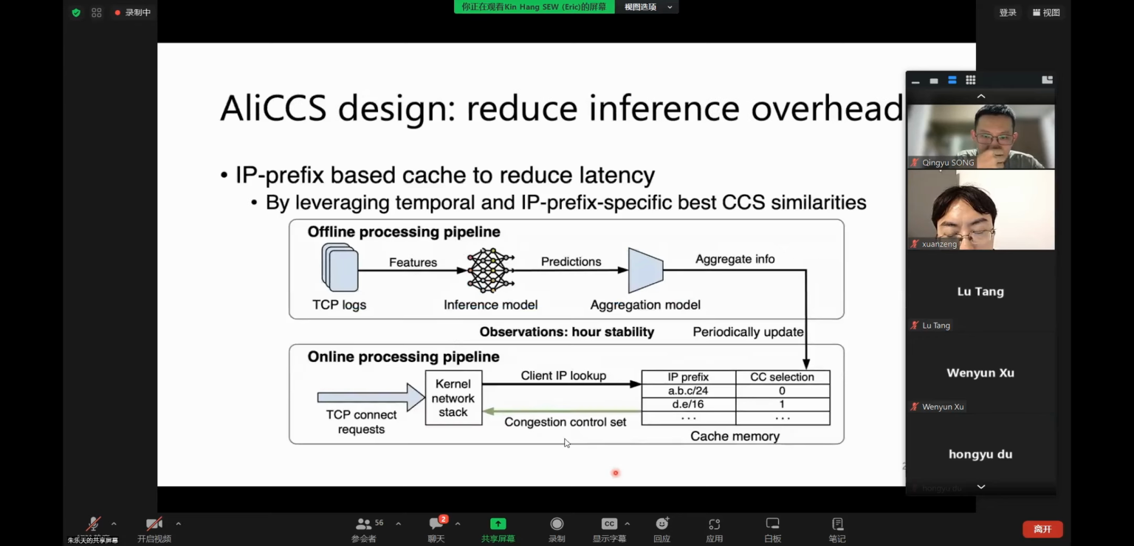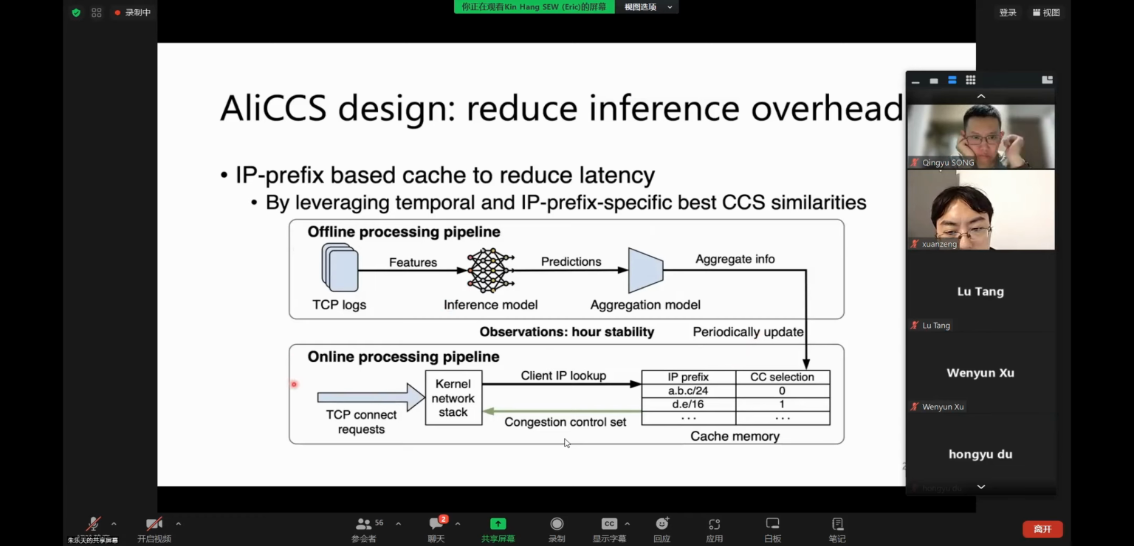So based on the previous observations, there is a pipeline that can reduce inference overhead by using an IP prefix-based cache to reduce the latency. First, there is an offline processing pipeline. This offline pipeline will collect and process the logs offline and then periodically update the results.